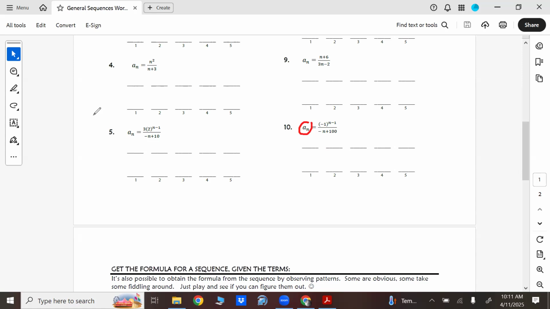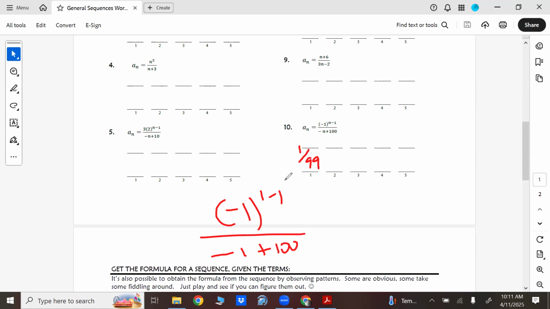So how will this look? If I plug in 1, I'm doing -1 raised to 1 minus 1, or -1 to the 0, plus 100. What would that be? 499. Good. And by the way, what do you think that numerator is going to keep doing? Well, it's going to keep switching back and forth. So it's going to alternate between positive and negative. So if I do 2, what's -1 to the 1 power?